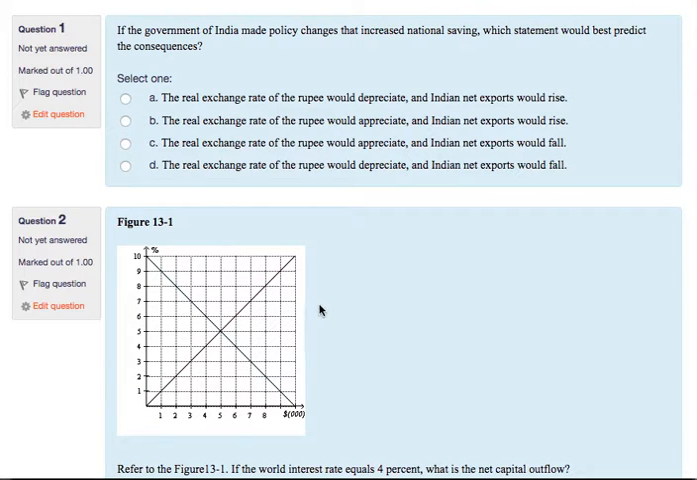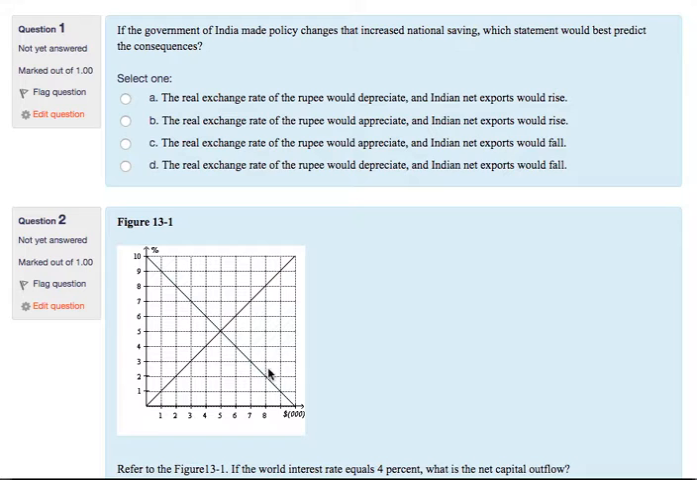So for this set of questions, you need to remember the curves that we used, which were the supply of savings curve, which would be this curve here, and the demand for investment purposes curve, which would be the downward sloping one. All of these questions more or less relate to this. So if the government of India made policy changes that increased national saving, which statement would best predict the consequences?